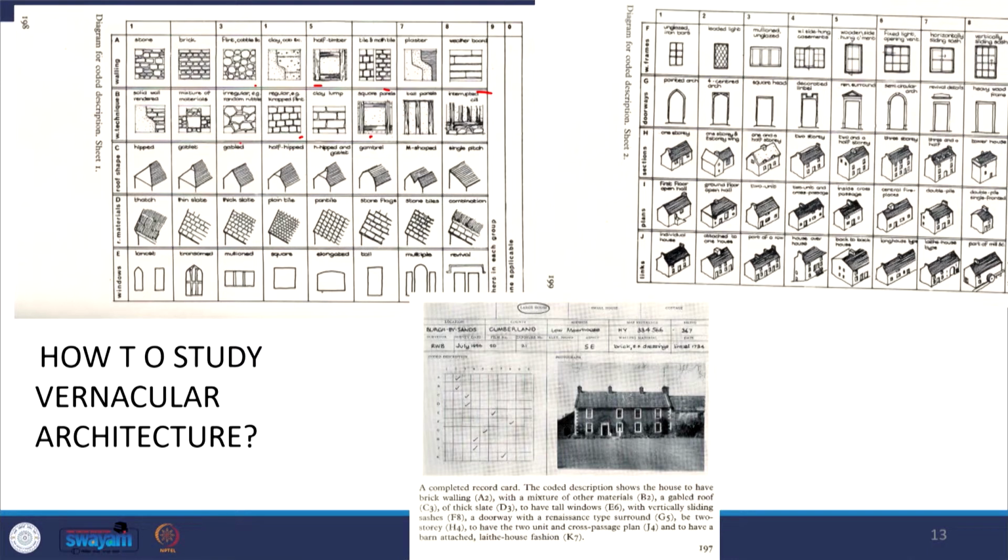So whenever you go and study a particular building, it will be easy for you to tick it off. Let's say, for example, you have the photograph of this particular thing and the address, the appropriate location of that, and the orientation. Once you have this background template with you, it is easy to prepare a code for that. The coded description here talks about a brick walling, referred to as A2, with a mixture of other materials, a gable roof, a thick slate, tall windows with vertical sliding sashes, and a doorway of Renaissance type. So it covers the whole component of the built form in a systematic order. This is how the coded sheet could be recorded in the older times.